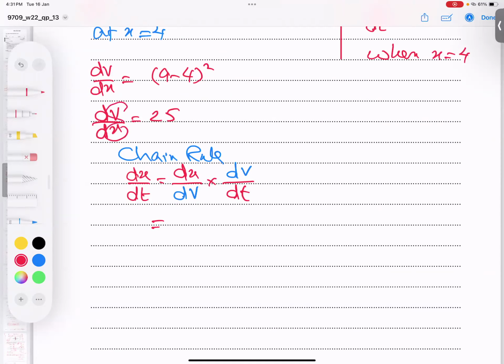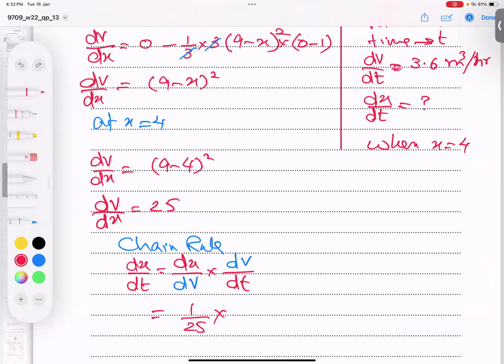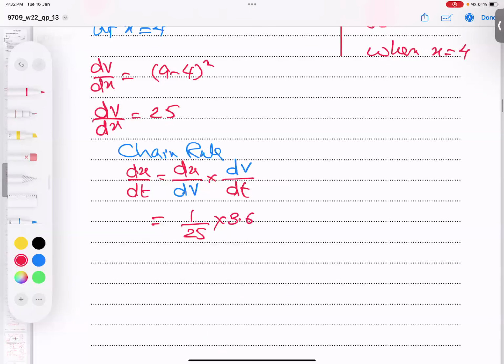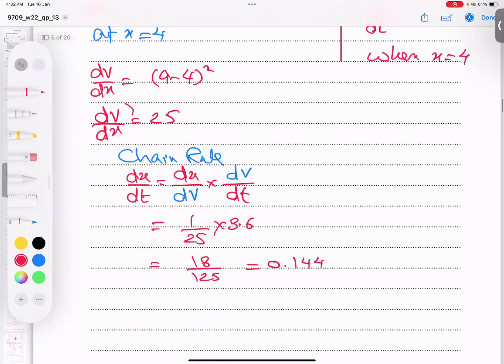The reason: volume is up and x is down, but I need x up and volume down. So I will write not 25 but 1 over 25. And this value I already have, 3.6. I'm copying it. If I type in the calculator 3.6 divided by 25, I get 18 over 125. Or you can write it in decimals, no problem at all. But this answer has basic units of meter per hour, because x is the length. So we got meter per hour.